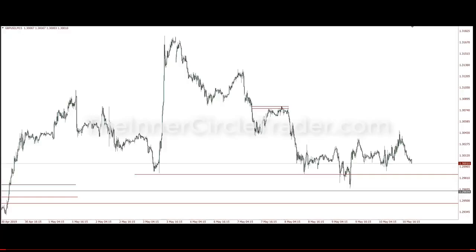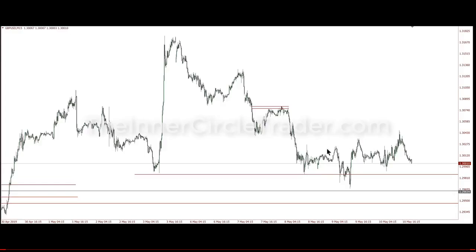Zoom out a little bit. Really, there's nothing to speak of in terms of inefficiencies except for what I've already highlighted, and that's over here. Okay, so on the upside, nothing terribly exciting. There's a small little one in here, but to me, it just looks like it wants to go lower.